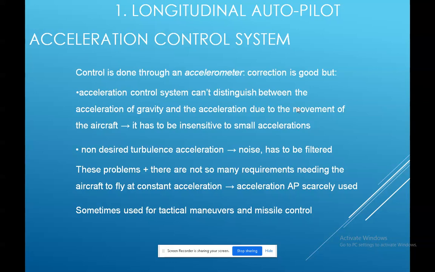The automatic pilot system will use the acceleration scarcely because of this problem. So sometimes pilot intervention is needed to take over the problem. Sometimes it will be necessary to have the maneuver, that is pilot control, because of this noise due to the turbulence acceleration.